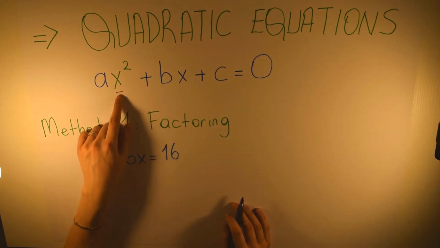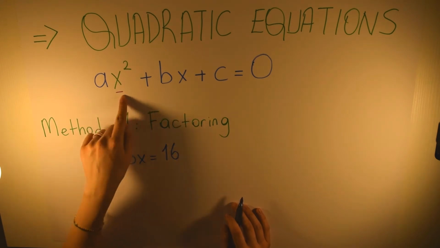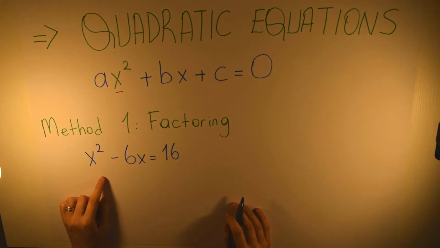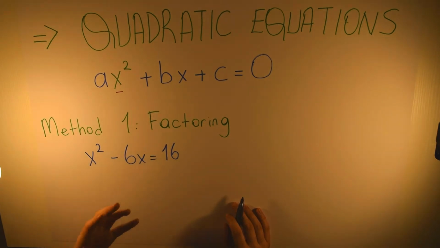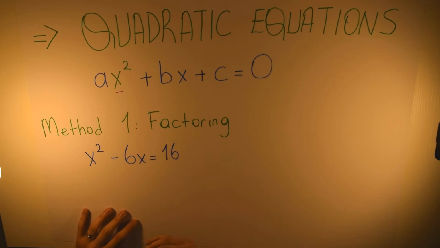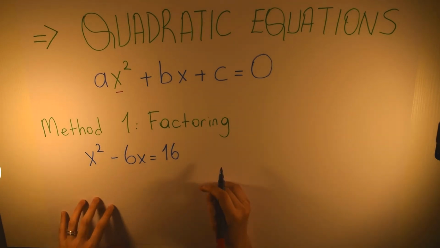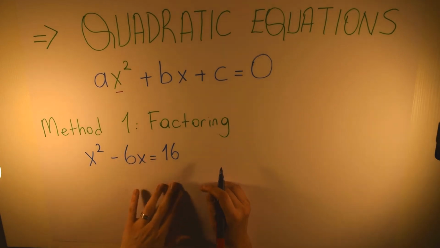Here our x is the variable, or we can call it our unknown. We don't know it yet. So let's see how we solve these quadratic equations. The first method is factoring, solving by factoring. To solve a quadratic equation by factoring, first you should put all terms on one side of the equal sign, leaving 0 on the other side.